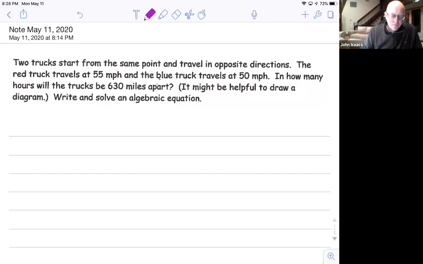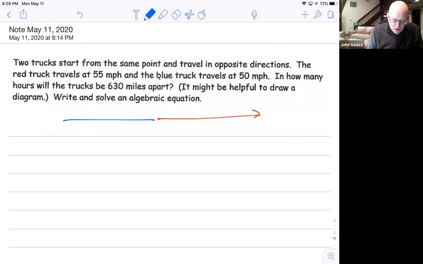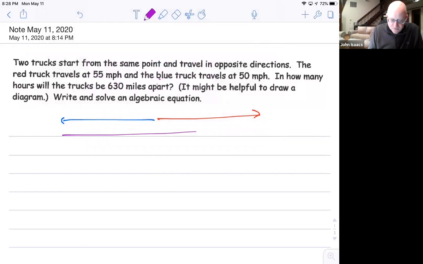So two trucks start from the same point and travel in opposite directions. The red truck travels 55 miles per hour and the blue truck travels 50 miles per hour. In how many hours will the trucks be 630 miles apart? So the red truck travels in one direction and the blue truck travels in the other direction. And we're looking to know when the total of those two things is 630 miles. That might be a little diagram you might want to make.